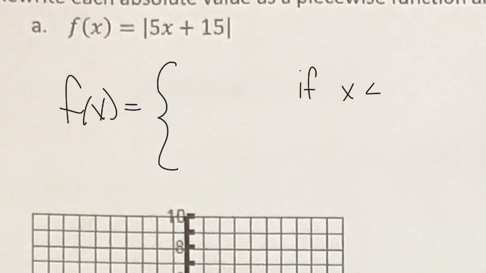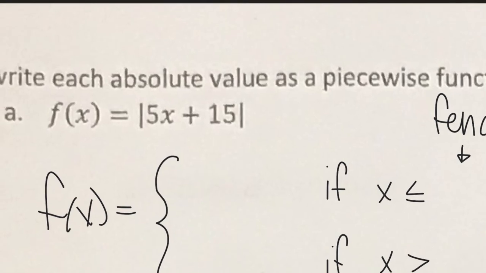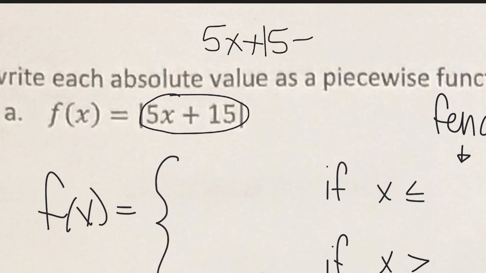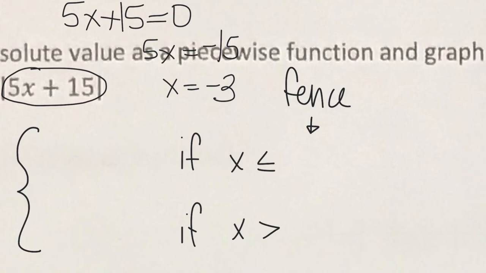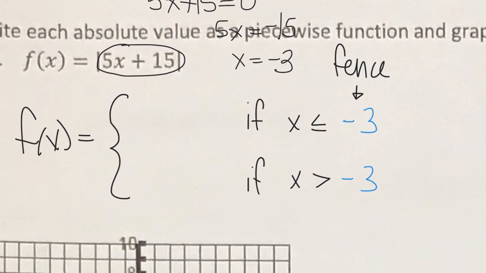If x is less than or equal to some number, and another equation if x is greater than that number. So this is what we call the fence back when we were actually solving these, taking our time. And we solve the fence by finding out when this is 0. So 5x plus 15 equals 0. 5x equals negative 15. So x is negative 3. So this absolute value has a fence at negative 3. That is the x-coordinate of your vertex at negative 3.